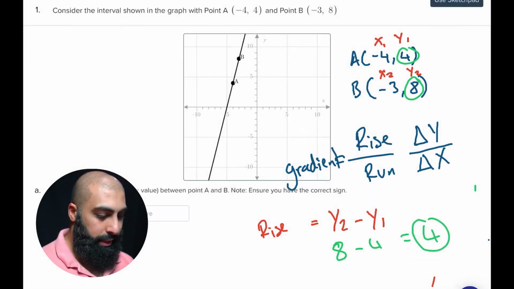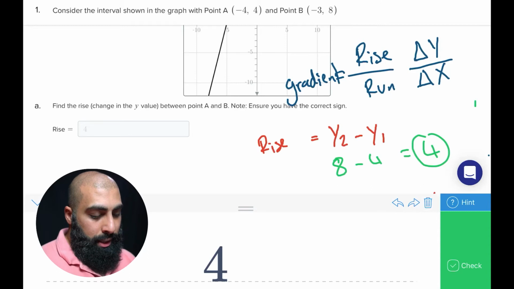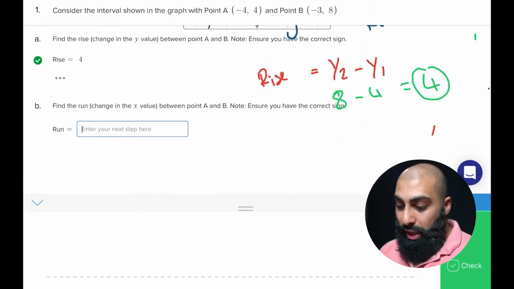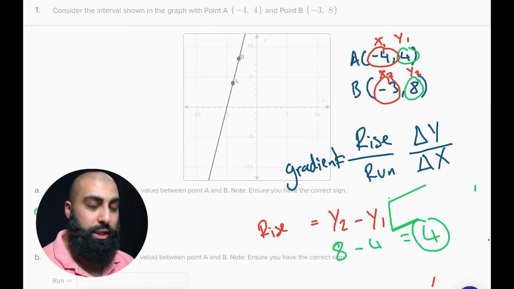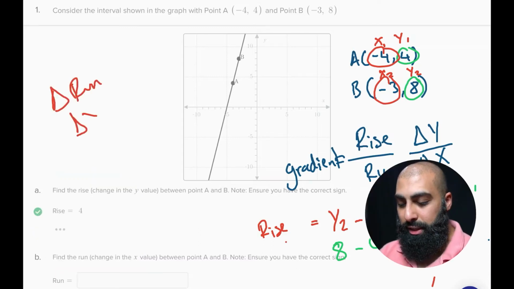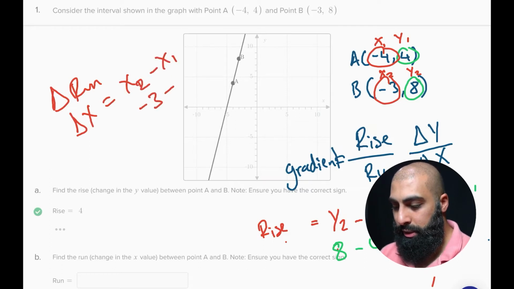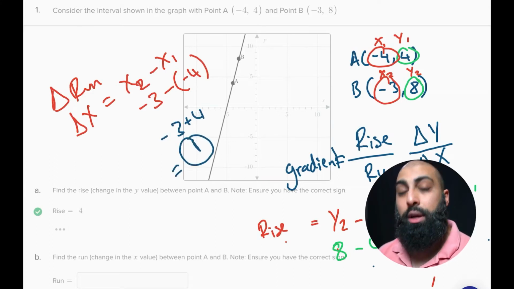So we can put that in here. Our rise is going to be 4. Yep, perfect. Then it says find the run, the change in the x value between the points A and B, noting that we want the correct sign. So x1 is -4 and x2 is -3. The change in x is x2 minus x1, so -3 minus -4, which is -3 plus 4. That gives us a change in the x value of 1.